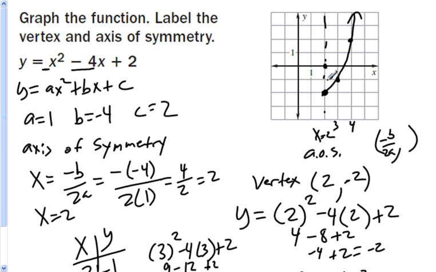So this point right here is 1 unit to the right of the axis of symmetry. So I'm going to go 1 unit to the left, and there's my point on the left side. This point is 2 units to the right of the axis of symmetry. So we'll reflect it across and go 2 units left, and we've got our parabola. And that's the graph of y equals x squared minus 4x plus 2.